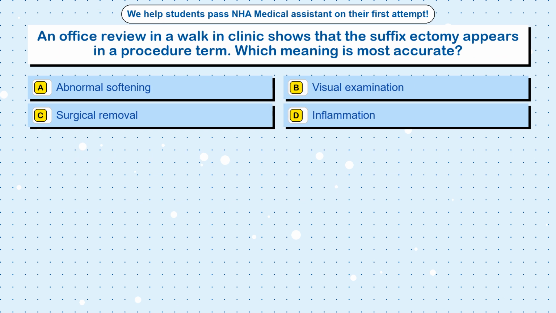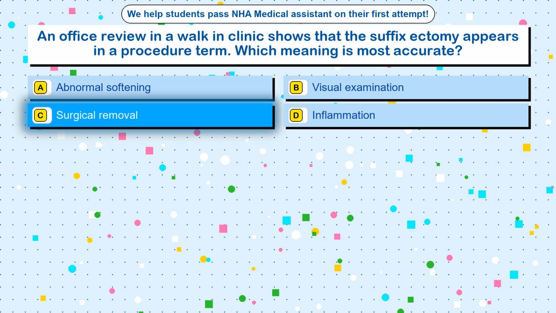Question 9. An office review in a walk-in clinic shows that the suffix ectomy appears in a procedure term. Which meaning is most accurate? Option A. Abnormal softening. Option B. Visual examination. Option C. Surgical removal. Option D. Inflammation. The correct answer is option C.